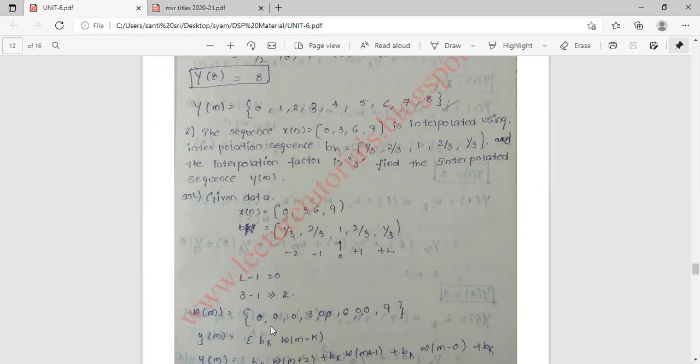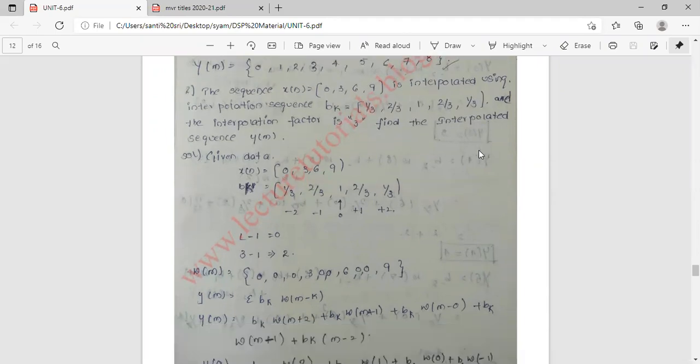So that is w of m. In the same manner, bk is 1 by 3, 2 by 3, 1, 2 by 3, and 1 by 3. So here, arrow mark will be given here. So bk of 0 is 1. bk of minus 1 is 2 by 3. bk of minus 2 is 1 by 3. bk of 1 is 2 by 3. bk of 2 is 1 by 3, right? So what is the formula for finding y of m? y of m equals sigma bk into w of m minus k. Okay. So bk values are varying from minus 2 to plus 2.